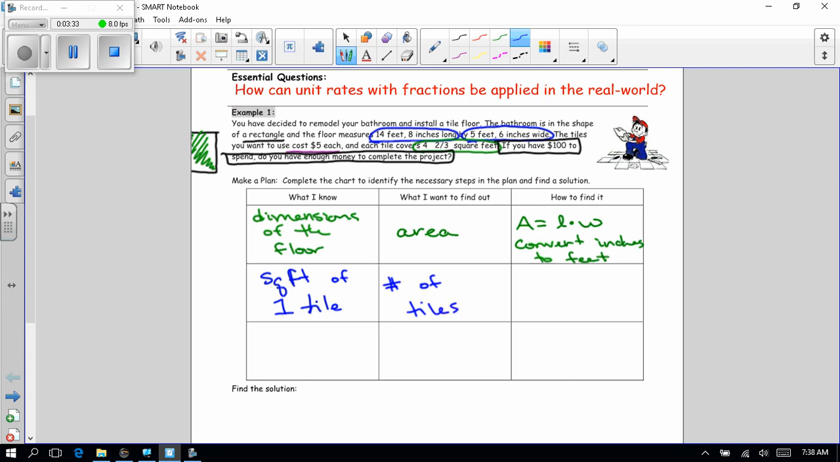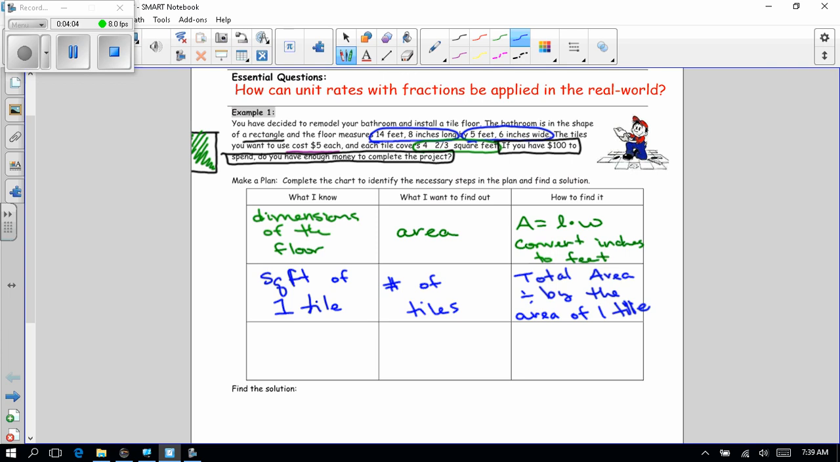Well, how am I going to find that? Well, the plan is to take that total area that I'm going to have from the square above. I'm going to take the total area, and I'm going to have to divide by the area of one tile.